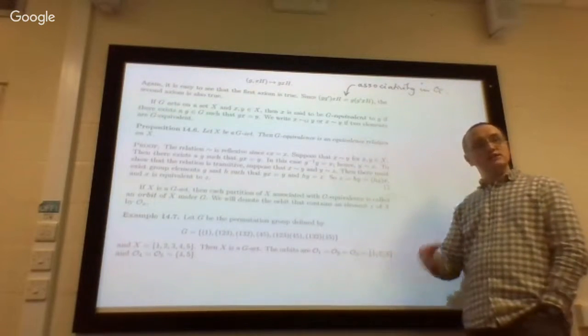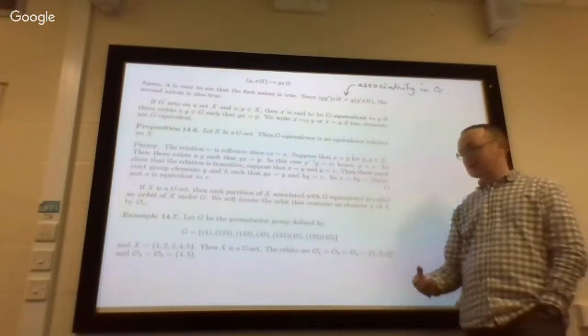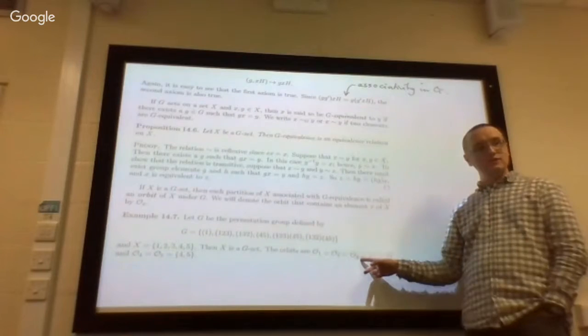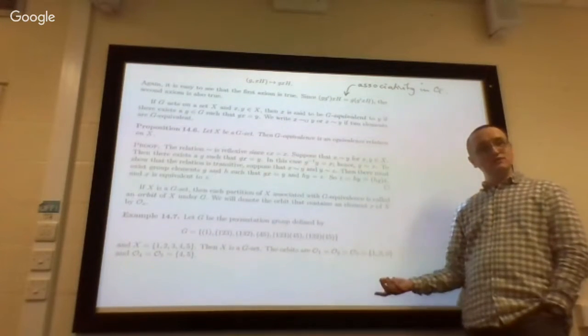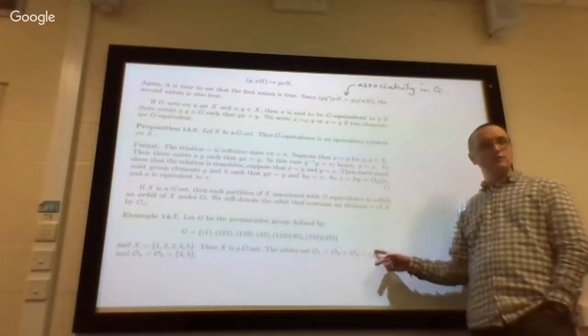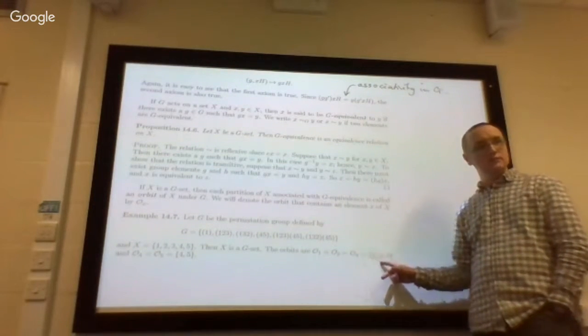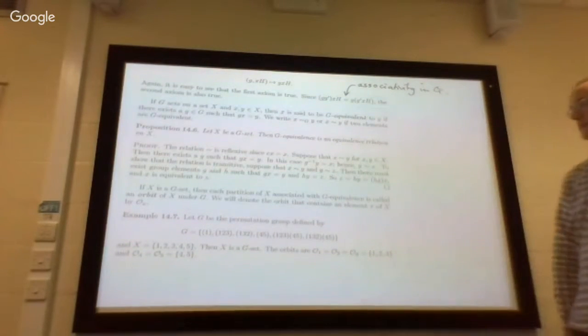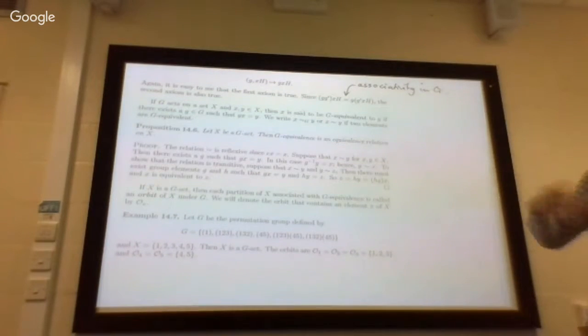Because it's an equivalence relation, I don't have to bother to separately calculate the orbit of 2 and the orbit of 3. Any of these other things in that same set have the same orbit. They just go through the same set of elements. What's the orbit of 4? What's the orbit of 5?